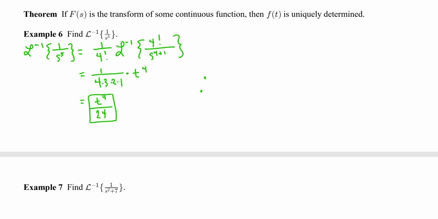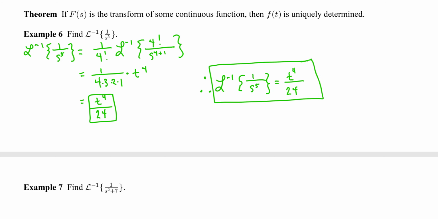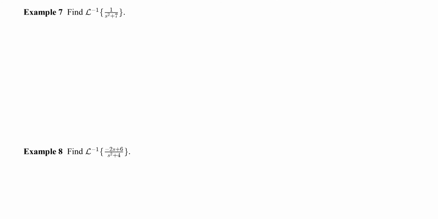Okay, we can say, therefore, the inverse Laplace transform of 1 over s to the 5th is t to the 4th over 24. So sometimes it takes a little effort to make sure that your function matches the form of what you'll find on the table, but once you learn a couple of tricks, it's really a quite simple operation. Okay, example 7. Find the inverse Laplace transform of 1 over s squared plus 7.